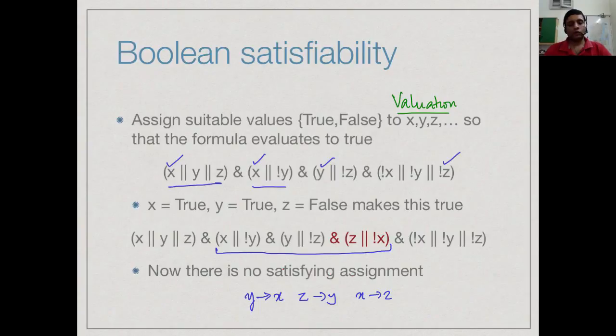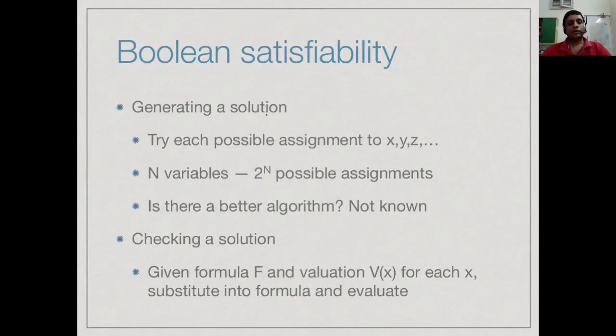But then if X, Y, and Z are all the same, then either the first or the last clause is going to be false. Actually, there is no satisfying assignment. So our goal is to find out whether there is a satisfying assignment or not. To generate a solution, the brute force approach is to try assigning each of X, Y, and Z true and false in turn. Once we have assigned X, Y, Z to be true or false, we can evaluate it and check if the formula is true. And we try this for every possible such assignment.